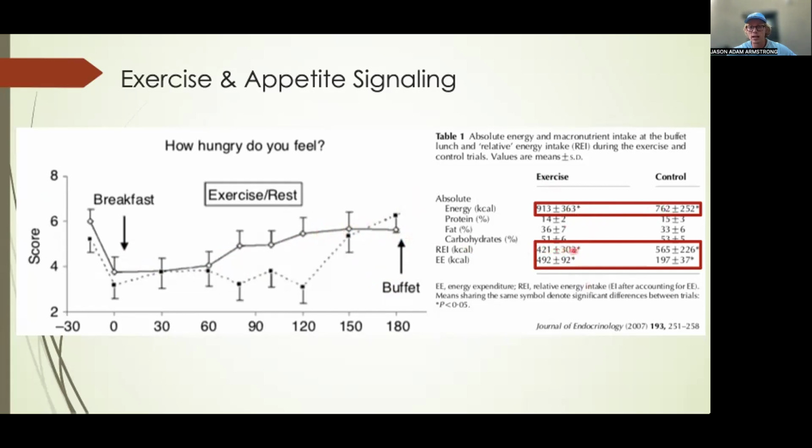REI, so the relative energy intake, was also significantly different. I wish these were switched, but the energy expenditure in these groups was 492 calories. So during exercise, they expended, or not during exercise plus their RMR, et cetera, was 492 calories in the exercise group, and in the control group, it was 197. So if you just take that top row and subtract it from the bottom row, you should get this third row, which shows that actually there was overall a less of a caloric intake, a total caloric intake in the exercise group compared to the control group.